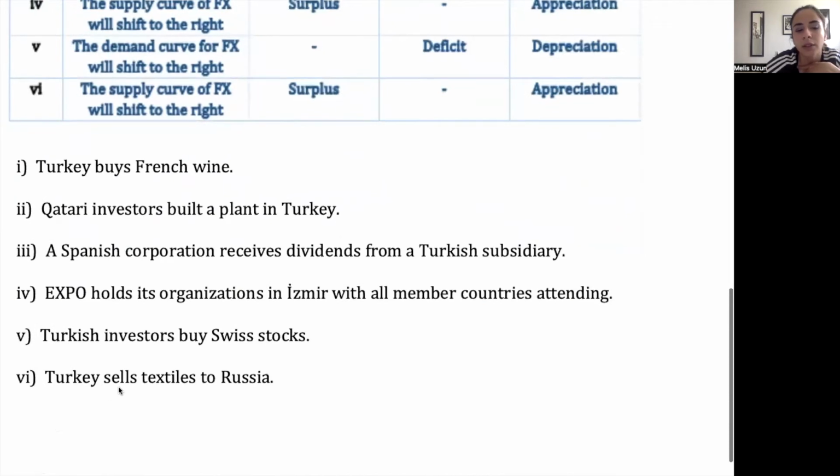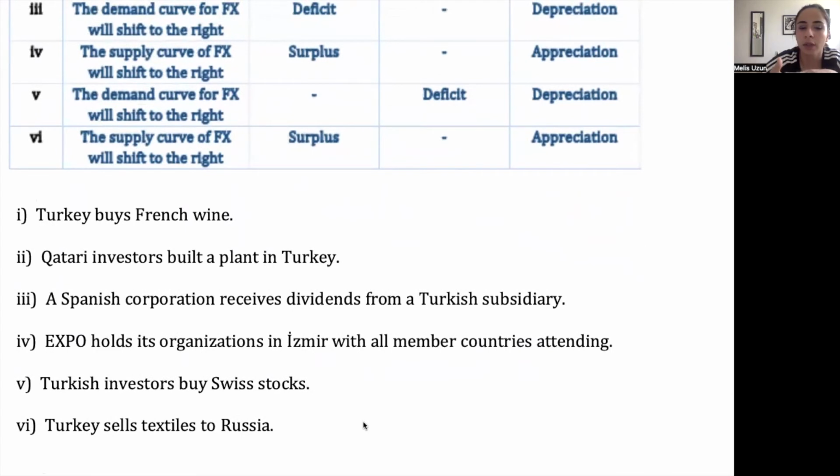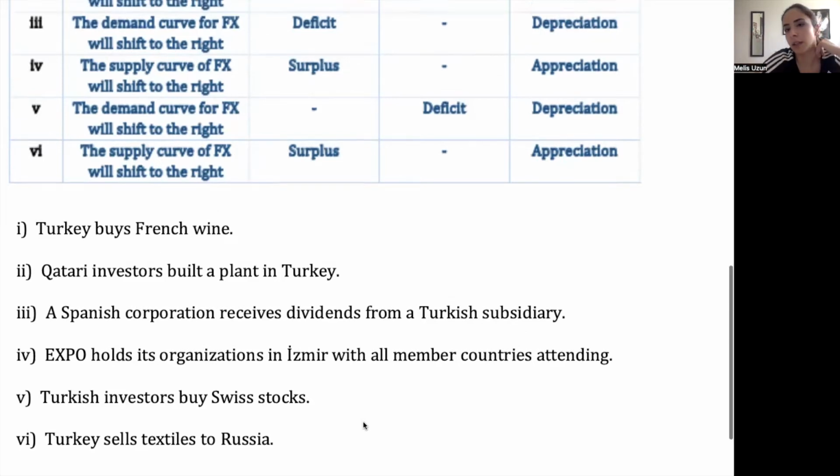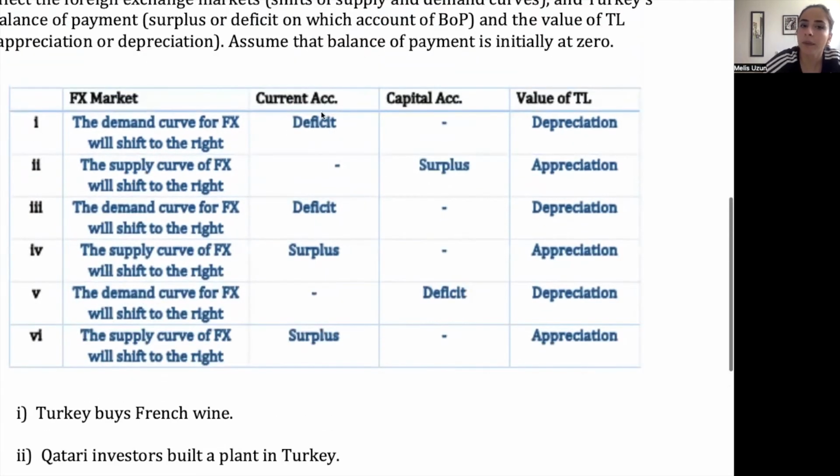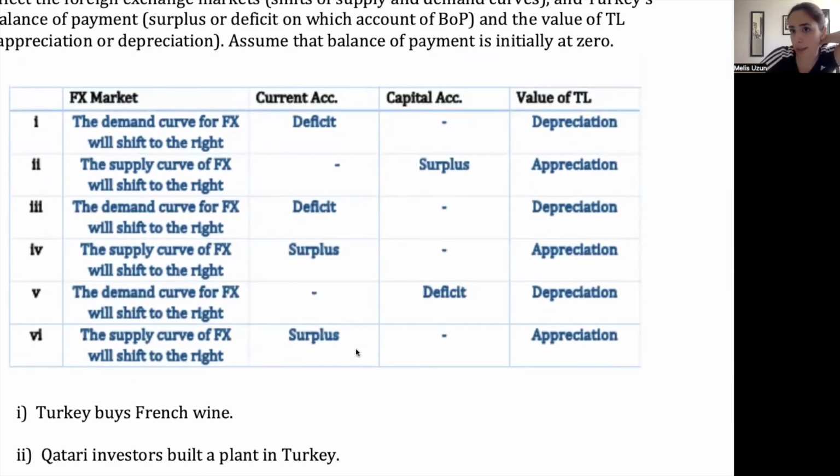And the last one, Turkey sells textiles to Russia. If Turkey sells something to a foreign country, it will receive a payment. So we will get a payment from Russia, and that's why the supply of foreign exchange will increase in Turkey. So the supply curve will shift to the right, because we export something, we will have a current account surplus, and that's why the value of TL will appreciate.